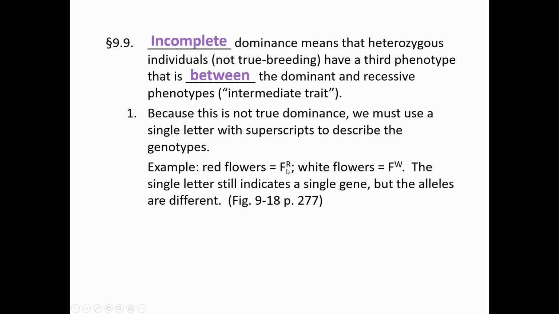So for example, if we're looking at flowers and flower color, we might use the letter F to tell us that we're looking at the flower color gene. And then to determine the two different alleles, we use a superscript R to tell us that it's red, and a superscript W to tell us that it's white. So the single letter F tells us that we're looking at the same gene, but the superscript tells us these alleles are different from each other.